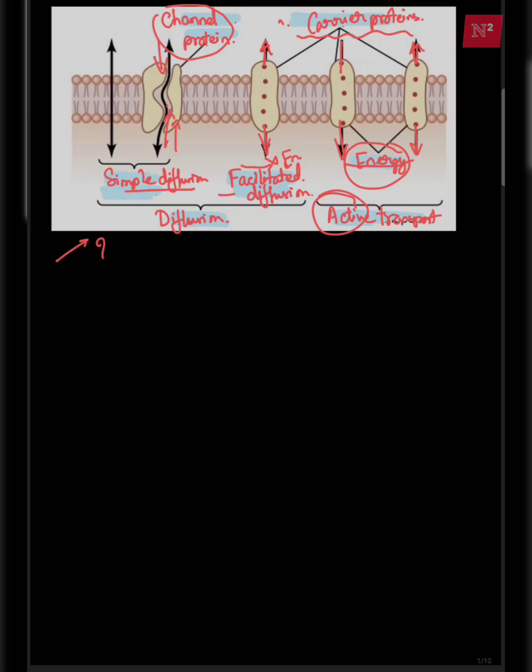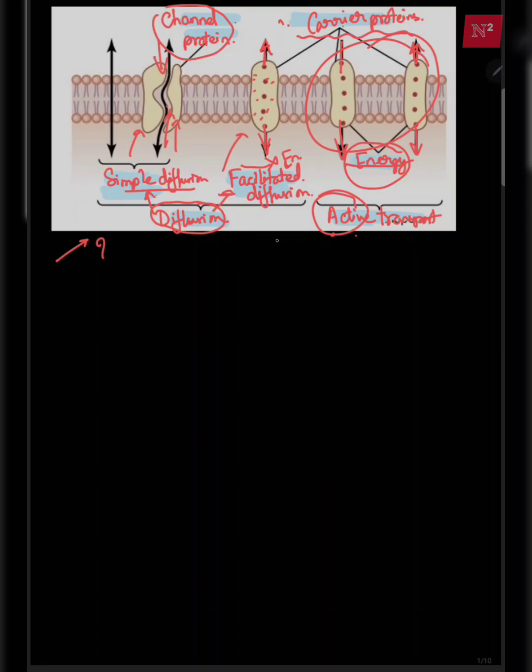So diffusion, you can think of it to be that part of the transport which does not use energy. There are two types of diffusion. One is called simple diffusion, another is called facilitated diffusion. Simple diffusion uses the channel proteins, and facilitated diffusion uses no energy but uses a carrier protein, with interaction with the molecules present in the protein.